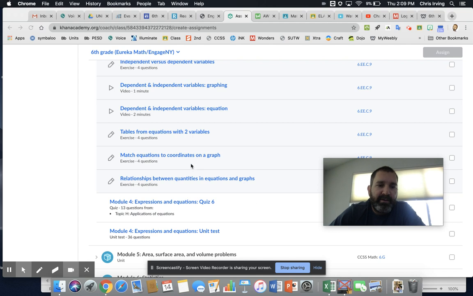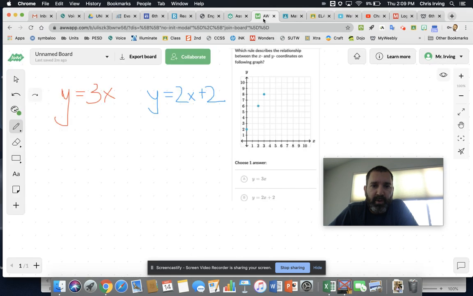I want to talk about these two exercises, mostly this one right here, match equations to coordinates on a graph, because I only gave this last exercise right here to a few of you because it's a little bit trickier. So anyway, let's focus on this one right here. Second to last exercise, or in the case of most of you, it is your last exercise before your quiz here. So here we go. Let's take a look at what one of those problems might look like.